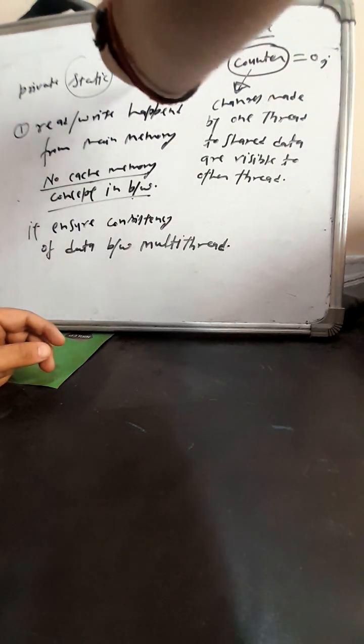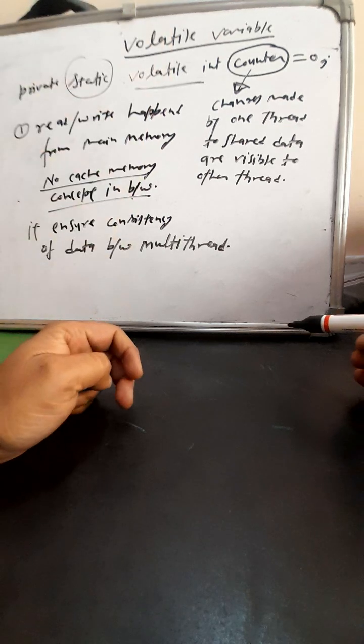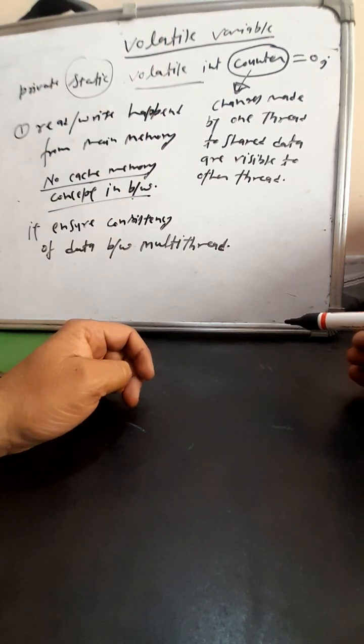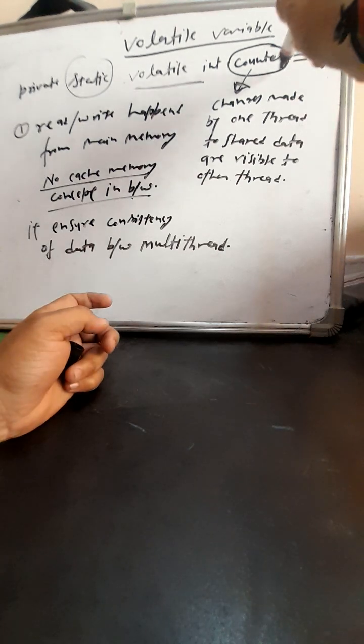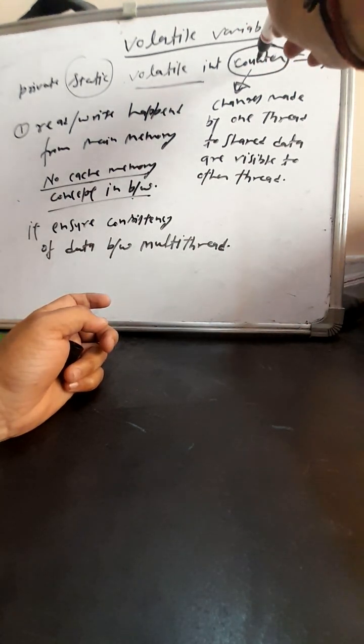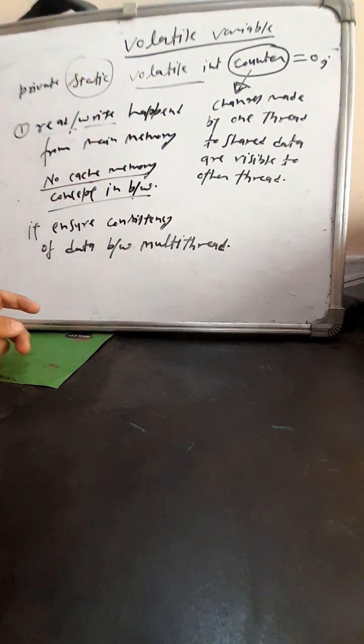And if it is volatile, of course this volatile ensures that the changes made by one thread to shared data are visible to other threads. So if any change happens here by one thread, that will be visible to all other threads, okay? Basically you can say the read and write operations happen directly from main memory. There won't be any cache memory in between, remember.